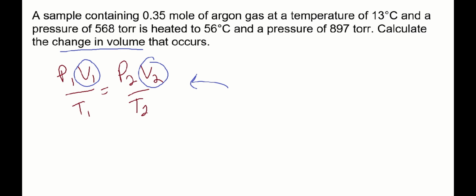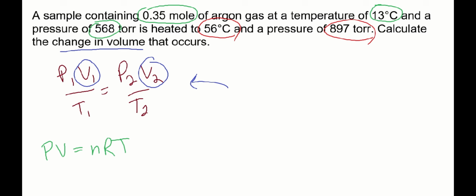I'll highlight all the initial conditions in green. The number of moles is not changing. The temperature is 13 degrees Celsius, which we'll have to convert to Kelvin, and the pressure is 568 torr, which we'll have to convert to either kilopascals or atmospheres, because the given universal gas constants on your reference sheet are only in units of kilopascals or atmospheres. Now the second set of conditions, the final conditions, is the final temperature and the final pressure. Let's start with the initial conditions. So the ideal gas law goes as PV equals nRT.